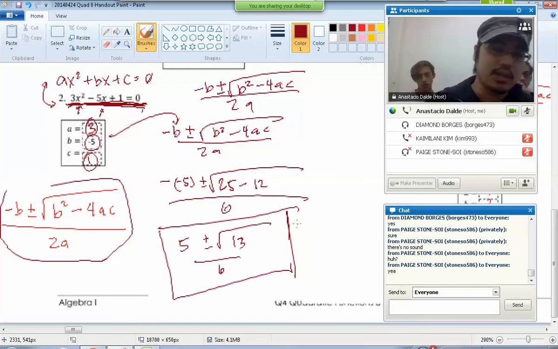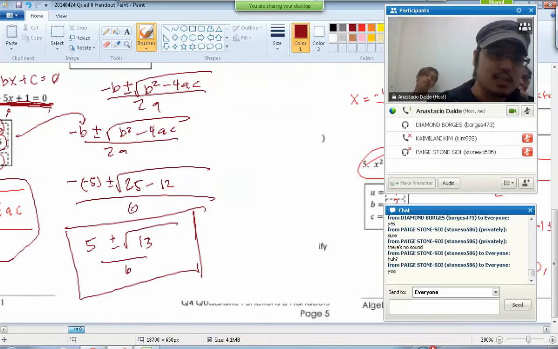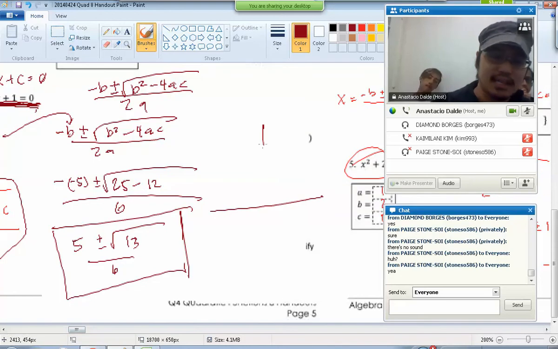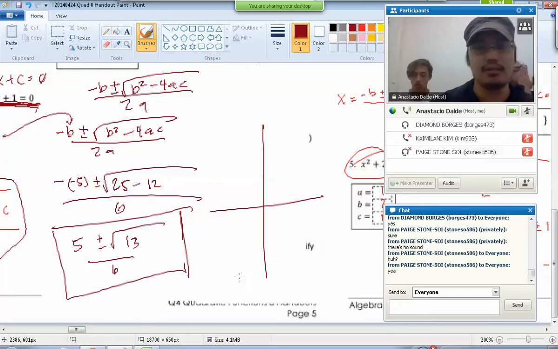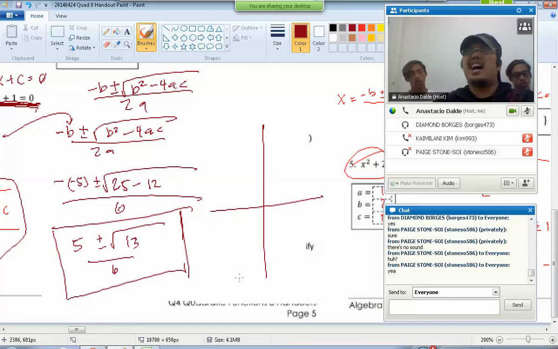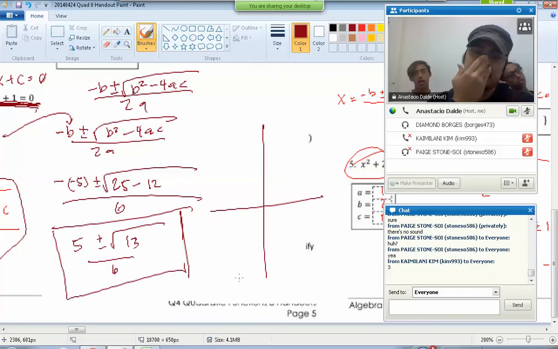Now, what those two answers represent is where this thing crosses the x-axis. Apparently, it crosses at 5 plus or minus the square root of 13, all over 6. What is the square root of 13? Do you guys know? What's the square root of 9? Here's the way I'm going to figure it out. What's the square root of 9? 3.